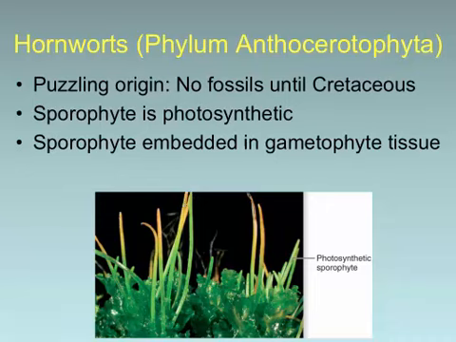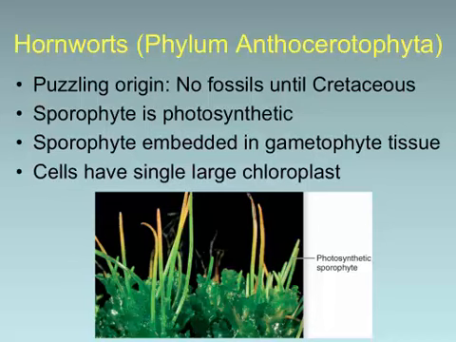The sporophyte, again, like in the mosses and also in the hornworts, is completely dependent on the gametophyte for all of its nutrition, its support. Although in the hornworts, it does get its own carbohydrate because the sporophyte itself is somewhat photosynthetic. Couple of bizarre things about this group.